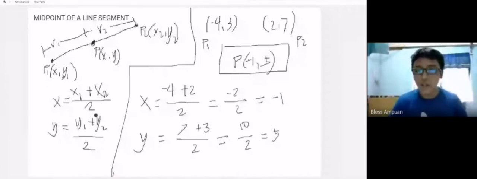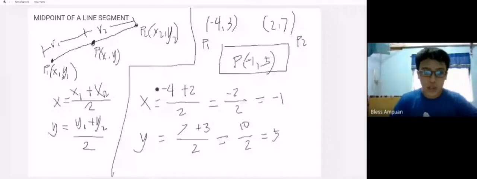Given the example, we have 2 points: negative 4 and 3, this is our given, and also positive 2 and 7. This is already the answer from last time. How did we derive this answer? We just need the formula. So x will be equal to x sub 1 plus x sub 2 divided by 2. Our P sub 1 is negative 4 and 3. P sub 2 is 2 and positive 7.